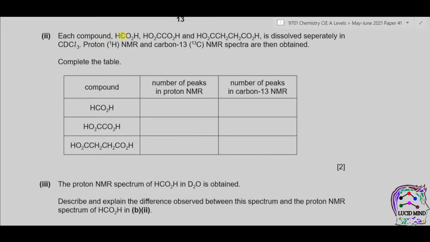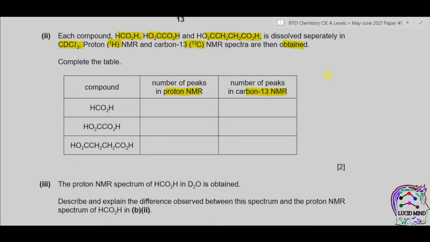Part 2, each compound HCO2H, methanoic acid, ethanedioic acid and butanedioic acid is dissolved separately in CDCl3. Proton NMR and carbon-13 NMR spectra are then obtained. Complete this table. We have to find out the number of peaks in proton NMR and the number of peaks in carbon-13 NMR. Let's draw the structures of all these three.